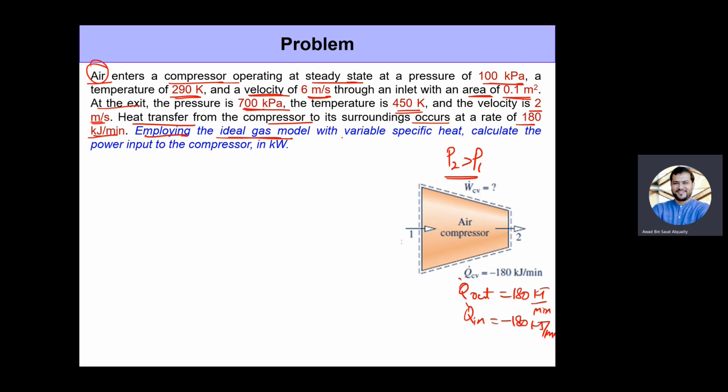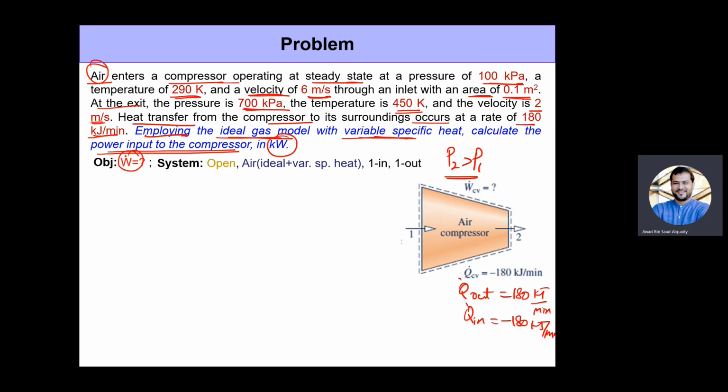And here we need to treat it as an ideal gas with variable specific heat. And doing this, we need to calculate the power input to the compressor in kilowatt. So the whole objective of this problem is to actually determine the power input to the compressor. As we said, the role of a compressor is to increase the pressure, and it does so by taking in some work input. And that's exactly what we need to determine.